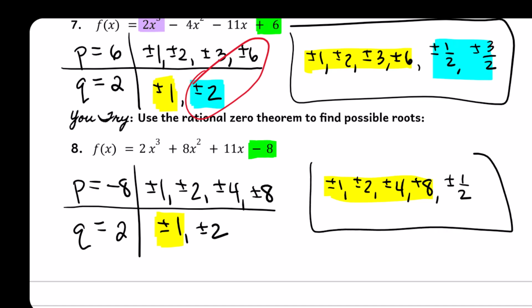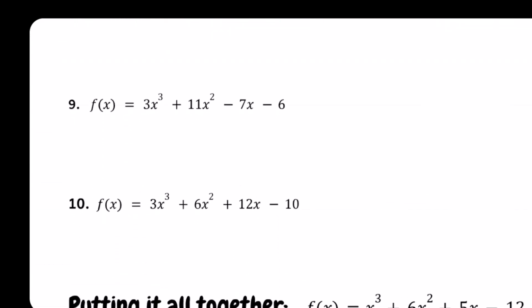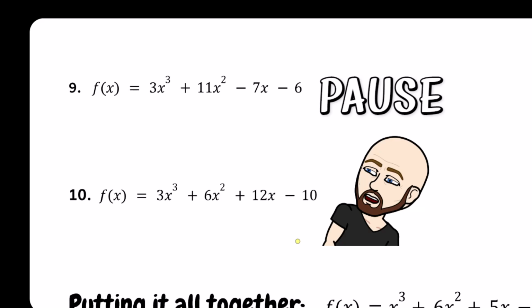So these are my possible roots or zeros for the polynomial that we're given there, number 8. Now we've got 2 more for you to try on your own. So let's get after it, right? So there's 9, there's 10. So go ahead and hit pause. Try these 2 on your own, and then come back, and let's see how you did.